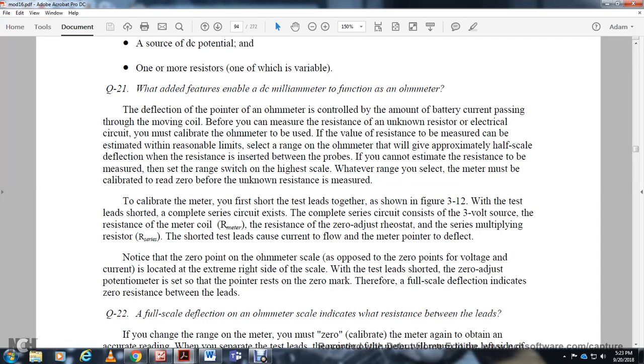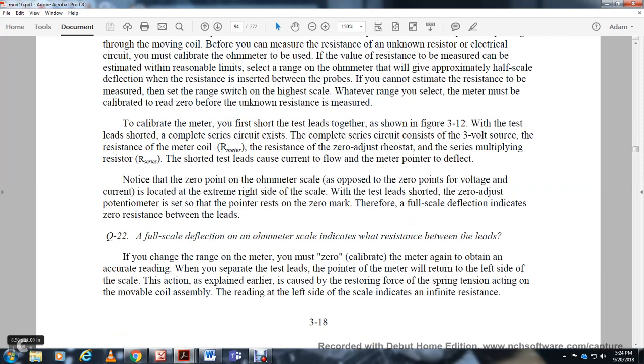To calibrate the meter, first short the test leads together, as in the 3-20 figure. With the test leads shorted, the circuit is complete and exhibits 3 volts over the resistance of the meter coil, with zero resistance. Adjust the rheostat, the series multiplying resistor, with the test leads shorted so that current flows through the meter and the pointer moves. Notice the zero point on the ammeter, as opposed to the zero point on a voltmeter, is located at the extreme right side of the scale with the leads shorted. Adjust the potentiometer so the pointer sits at the zero mark. Therefore the full-scale deflection indicates 0 ohms between the leads.